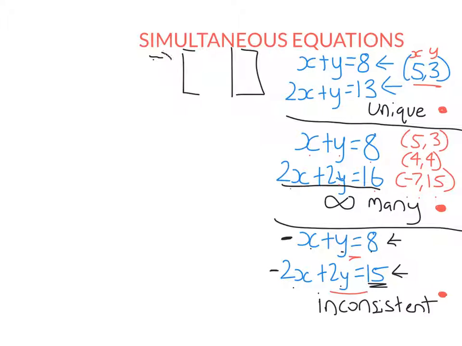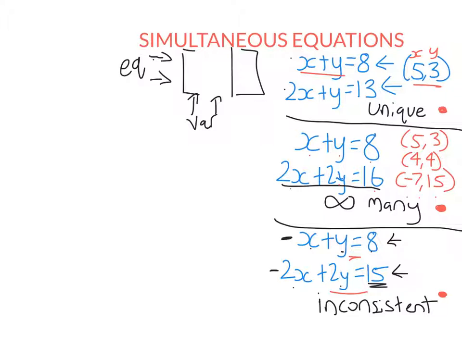So each row is a different equation. So we had 2 equations, we'll have 2 rows. And each of the columns is a different variable. So again, we had 2 variables. So we're going to have 2 columns in the coefficient matrix. So we just put the coefficients in.